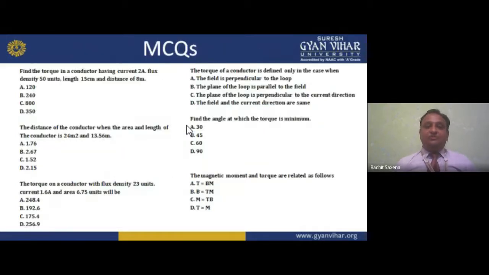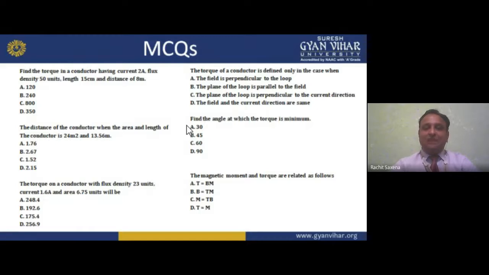So from my lecture, I basically put some MCQs for you, that is multiple choice questions. Now find the torque in a conductor having a current of 2 ampere, flux density 50 units, length 15 centimeter, and a distance of 8 meter. So I is given, B is given, length is given, and breadth is given, that is the distance.